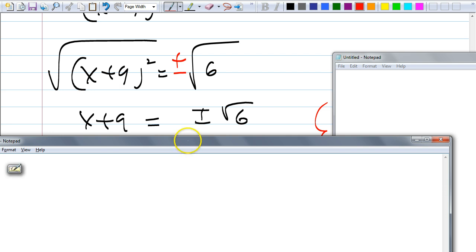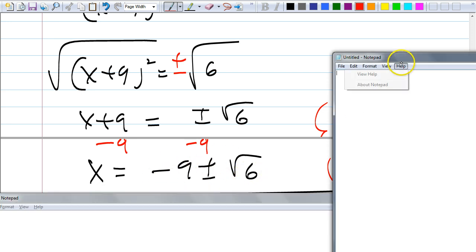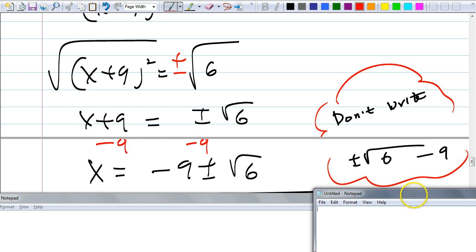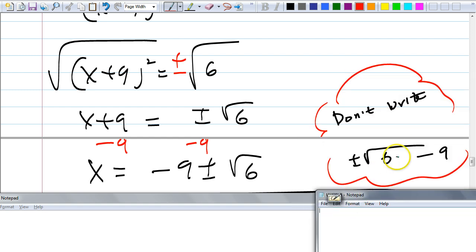By the way, you should write it this way first. You should put negative 9 plus or minus the square root of 6. Don't write it this way, where you put the 9 later, because if you do, then it looks like the 9 may be inside the radicand, inside the square root, right? So don't do it. So you just write the regular number first, and you put the irrational after. So don't write it this way. It may look like the 9 is inside the square root. Does that make sense?